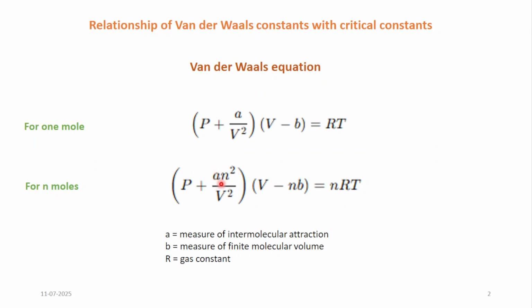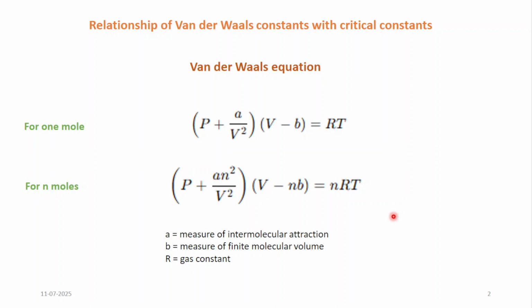For n moles, you have to consider n: (P + an²/V²)(V − nb) = nRT. So this van der Waals equation is applicable for real gases. For an ideal gas, we have the ideal gas equation, that is PV = nRT. But van der Waals modified this equation by making pressure and volume corrections, by considering the force of attraction between the molecules and also the volume occupied by the molecules. So he incorporated these two constants a and b.